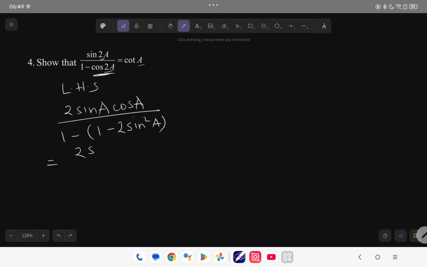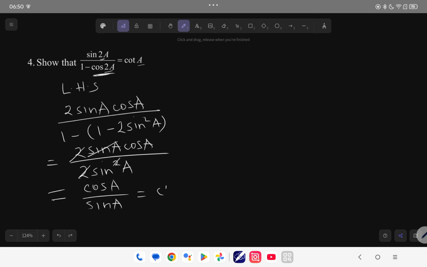Opening the bracket, we shall get 2 sin A cos A over, 1 take away 1 is 0. 1 take away this, now a negative and a negative is a positive, so we remain with 2 sin squared A. Now the square will go with the sine, the 2 will go with the 2, and you remain with cos A out of sin A, which is cot A. That gives us our right hand side.